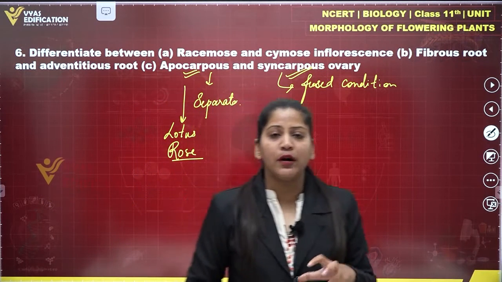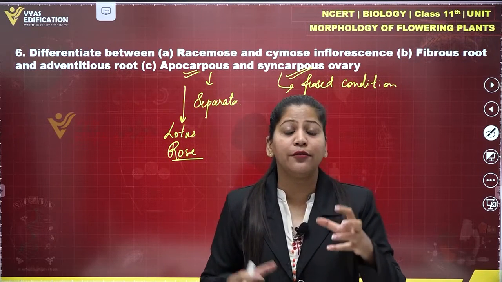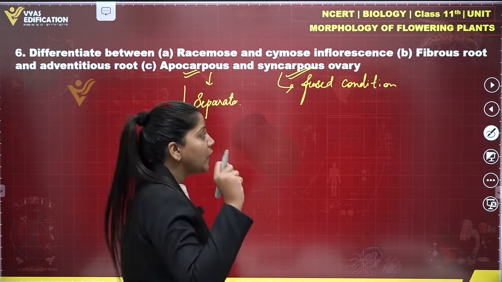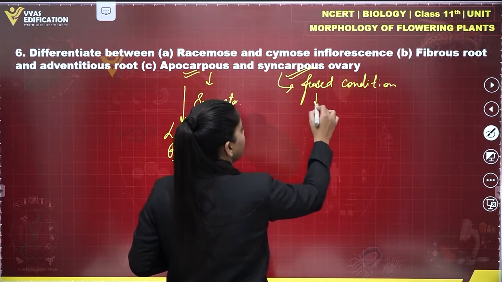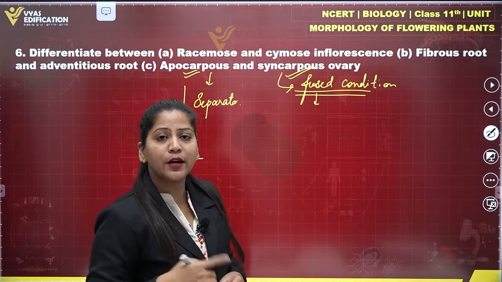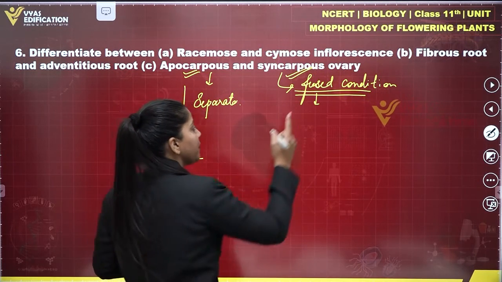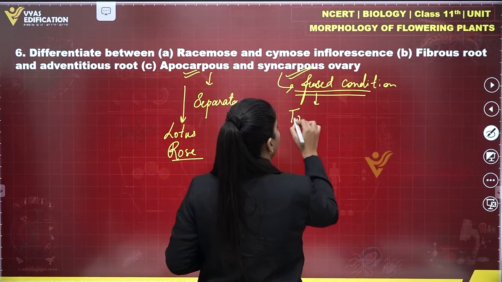Whenever in a flower there are more than 2 carpels present and these carpels are fused with each other, now they are not present separately, they are fused with each other, then this kind of flower or this kind of ovary is said to be syncarpus ovary. For this we have example tomato.